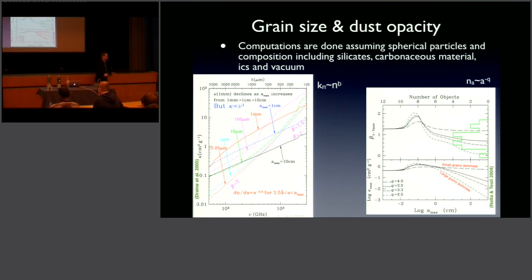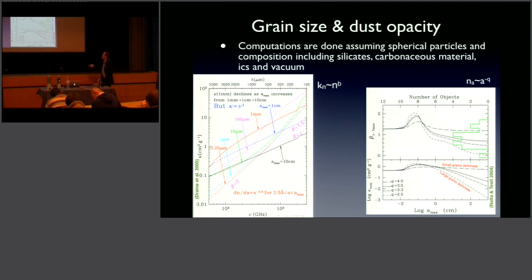Now, the situation is not that simple because you don't have a single grain. You don't have just 1 micron grains or 10 centimeter grains. You have a whole grain size distribution when you grow grains, so you have to compute the opacities for grain size distributions. Also, the tiny details of what I have shown, as I'll show in a minute, depend a little bit on the properties of the dust that you are using.